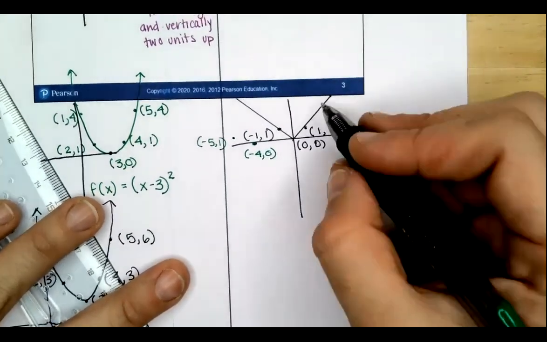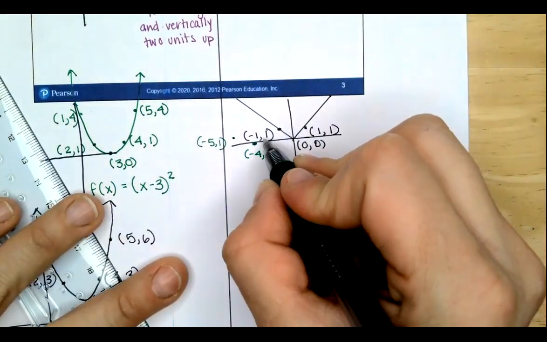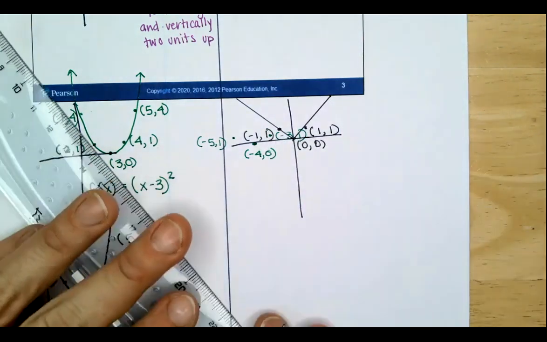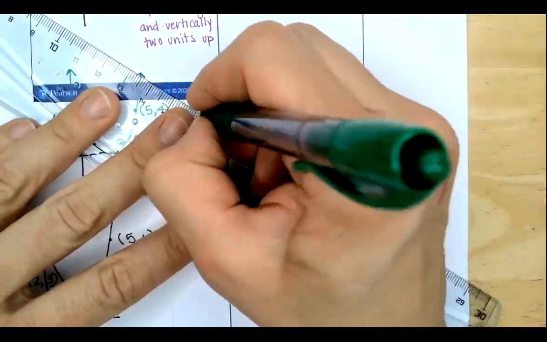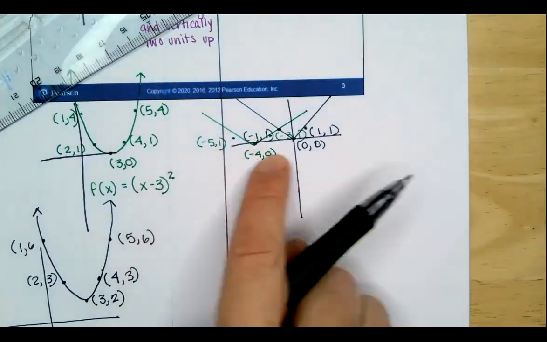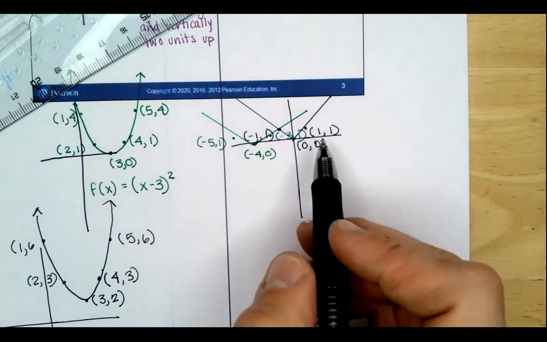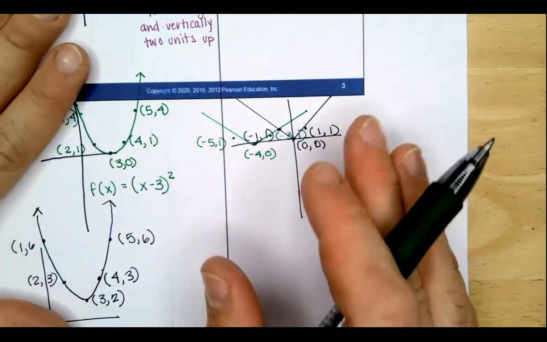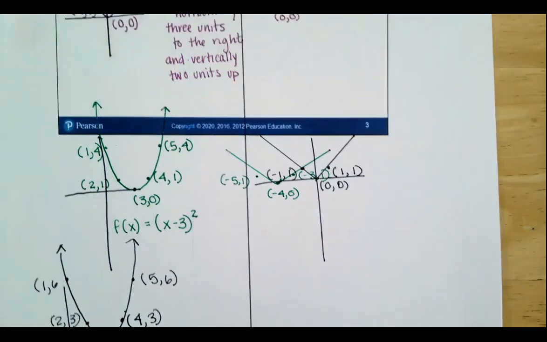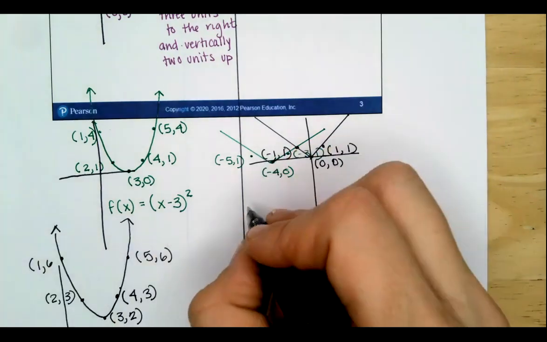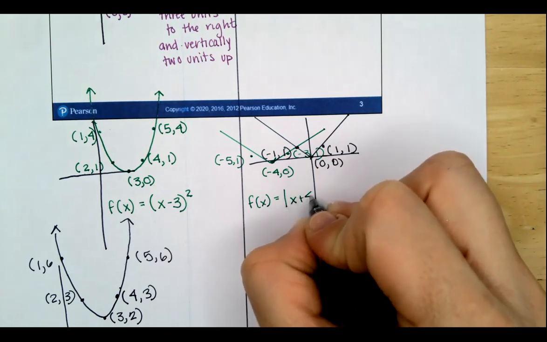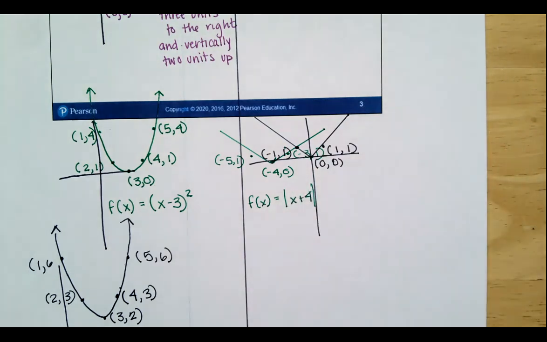From 1, 1, I'm going to go to negative 3, 1. So all my y values are the same. My x values got moved 4 to the left. All right, now that minus 3, oh, sorry, let's graph what this is. So this is f of x is equal to the absolute value of x plus 4.